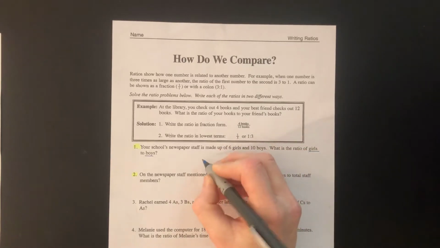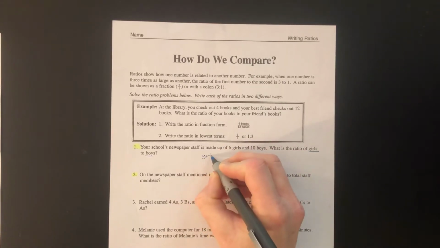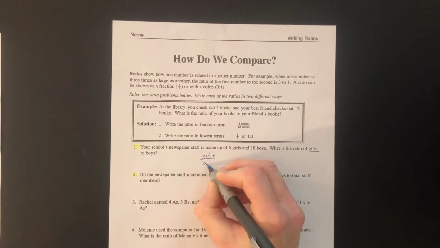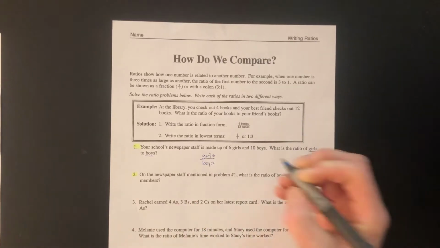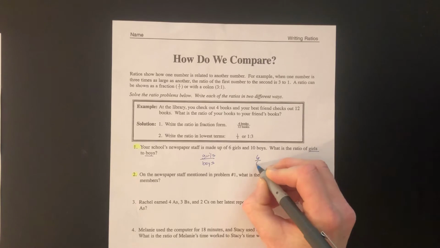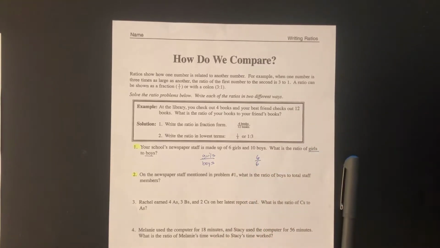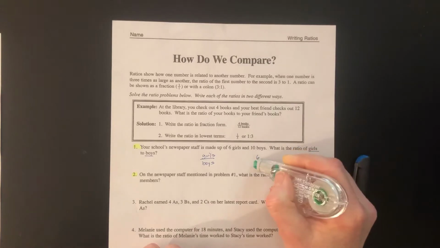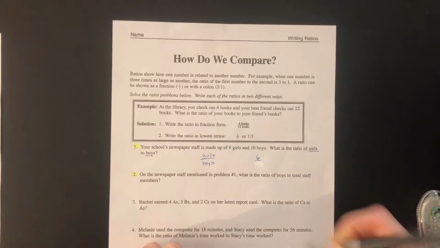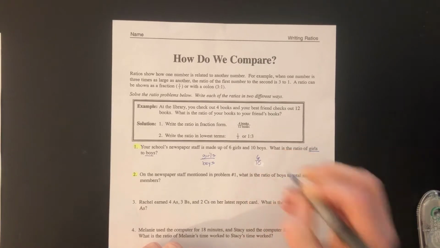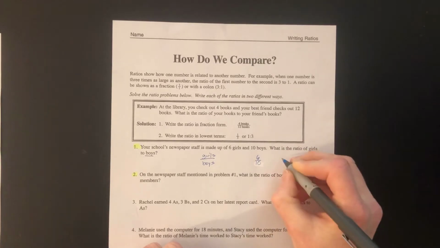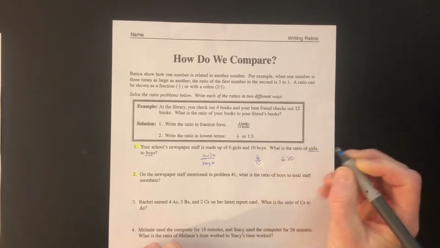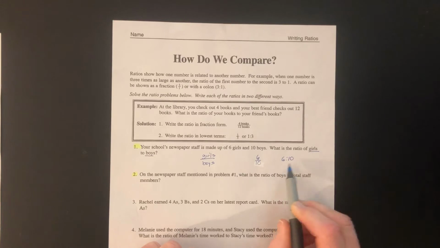So if the ratio is girls to boys, then you'll write 6 to 10. Yeah, 6 to 6, right? How about I make that look more like a 10? There we go. Or you could put 6 to 10. So you'd say the ratio of girls to boys is 6 to 10.